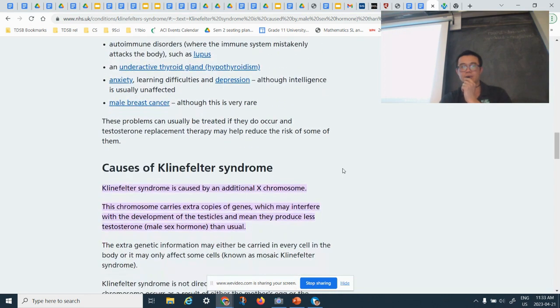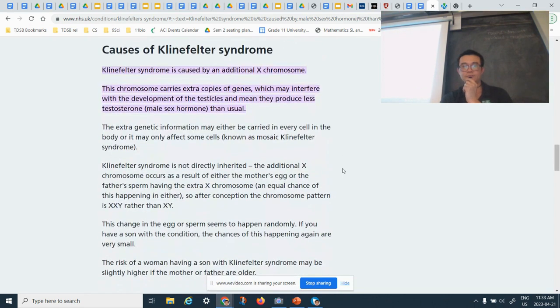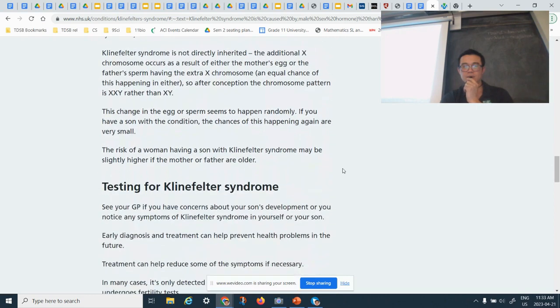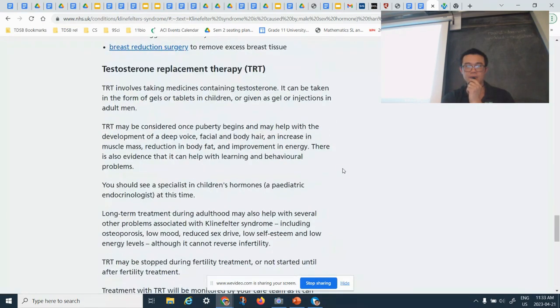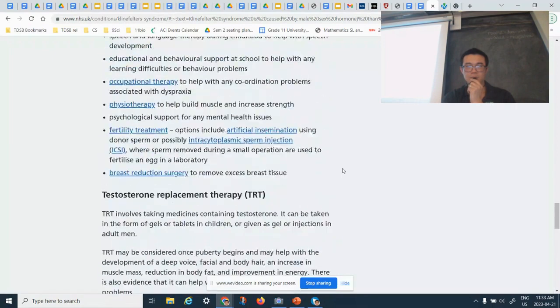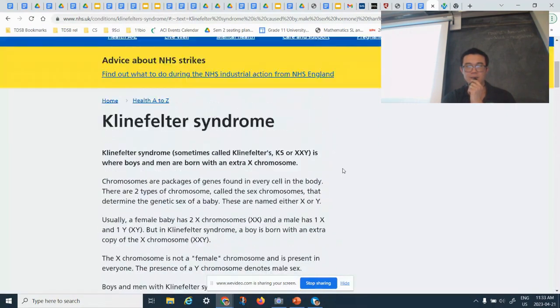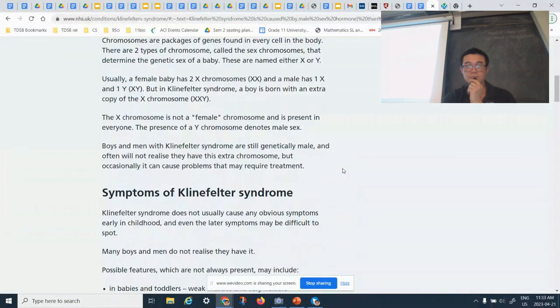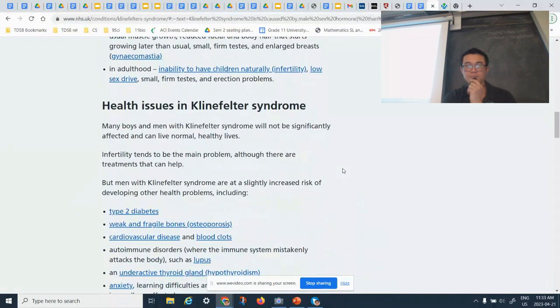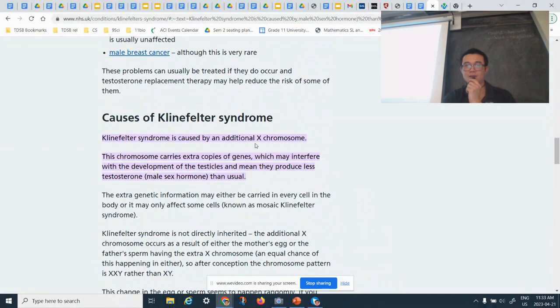Let's go down here a little bit. Maybe the causes, right? Just an extra chromosome. Just an extra X chromosome. That's it.